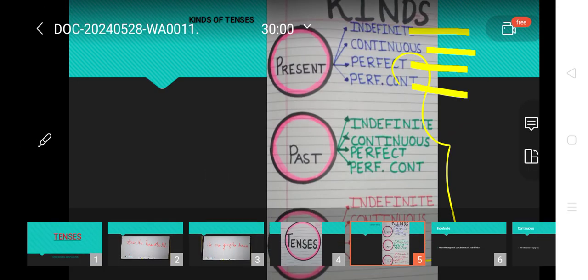So you have to solve your exercises based upon these tenses. Thank you and have a nice day.